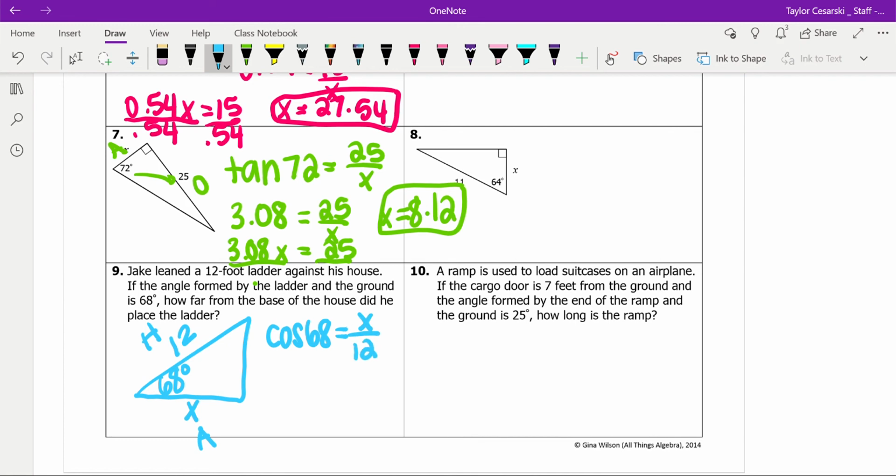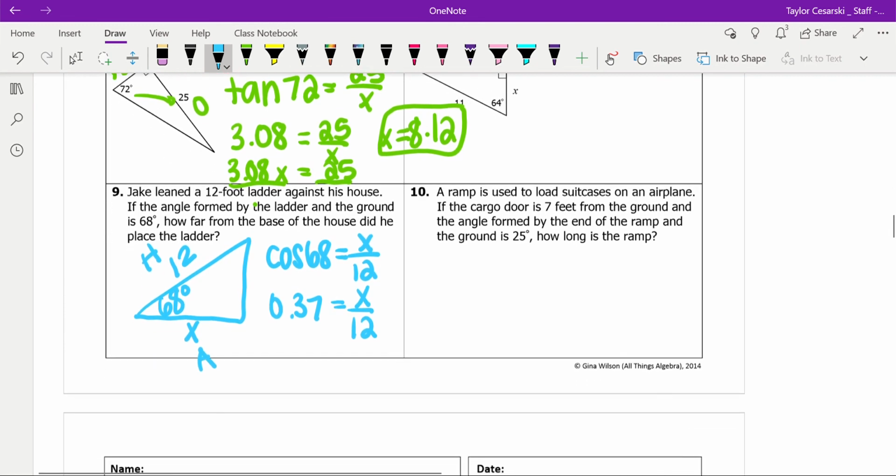So this one's going to be pretty straightforward. Cosine of 68 is 0.37. And then I'm just going to hit times 12 in my calculator. And I get 4.495. So 4.495 is going to round up to 4.5 feet. And that's it for trig ratios.